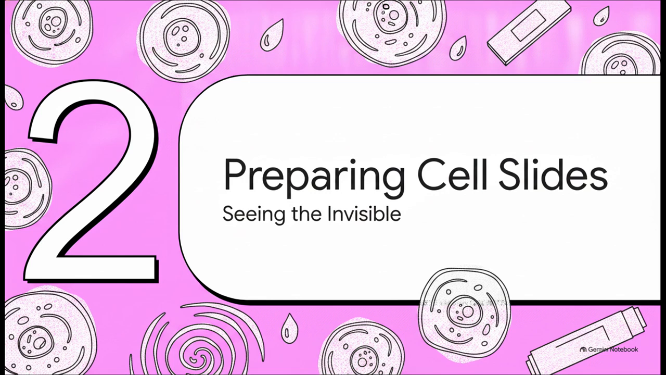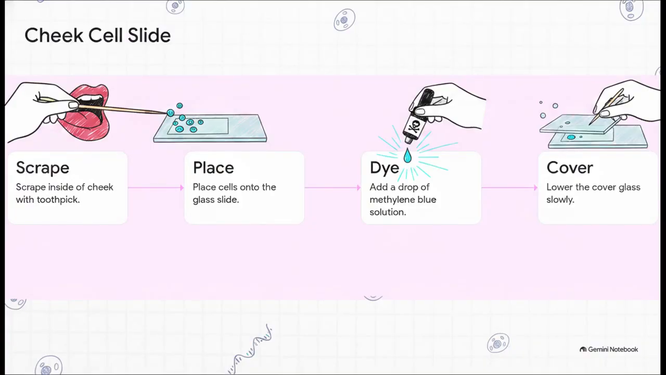Moving on to Section 2, preparing cell slides. Because learning about cells is great, but actually seeing them with your own eyes, that's where the real magic happens. Prepping your own animal cells for viewing, specifically human cheek cells, is actually a pretty straightforward process. First, you gently scrape the inside of your cheek with a toothpick. You put those cells right onto a glass slide.